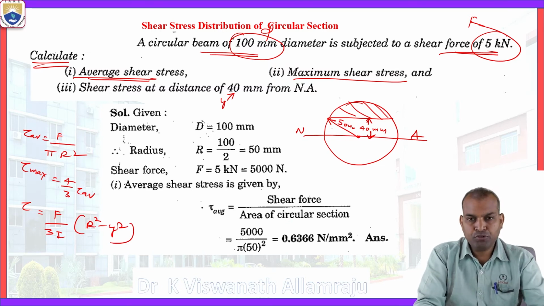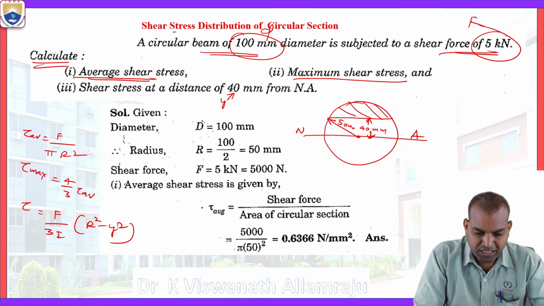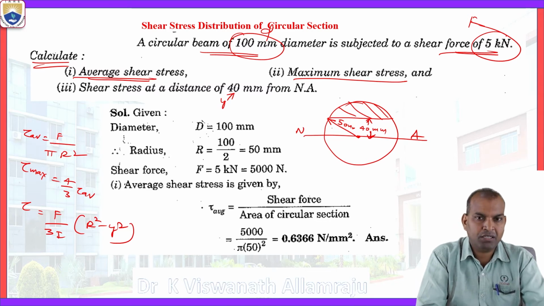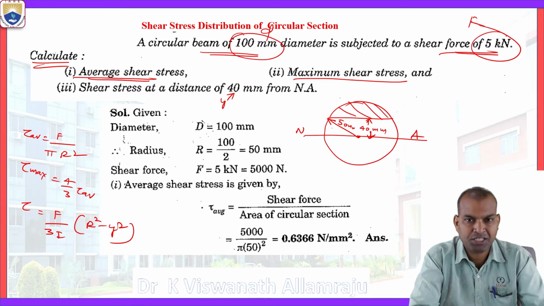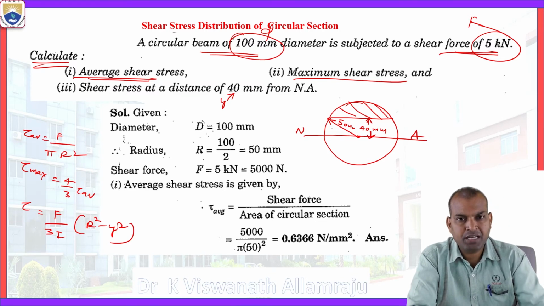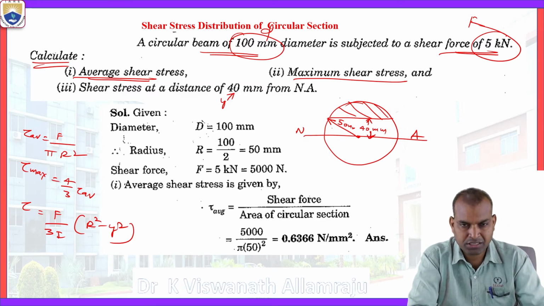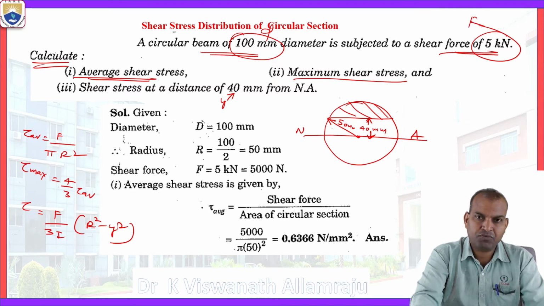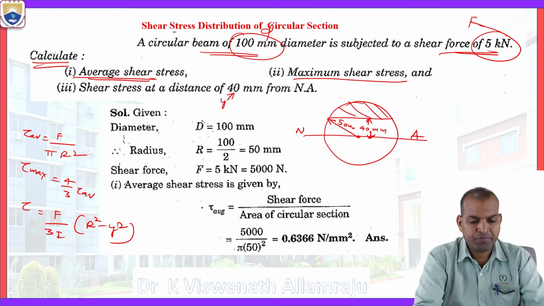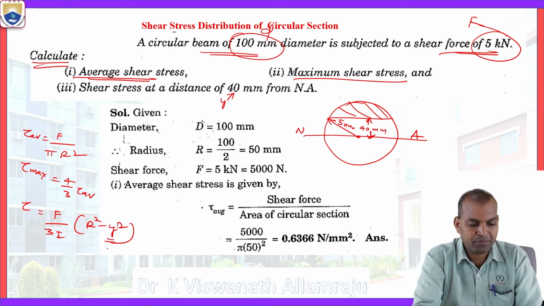So we know the direct formula. Otherwise, we can derive this from the proof which derived the shear stress variation across the circular section. That is, the variation of the shear stress across the circular section is F by 3I times (r square minus y square), where r is 50 millimeters, y is 40 millimeters, F is 5 kilonewtons.